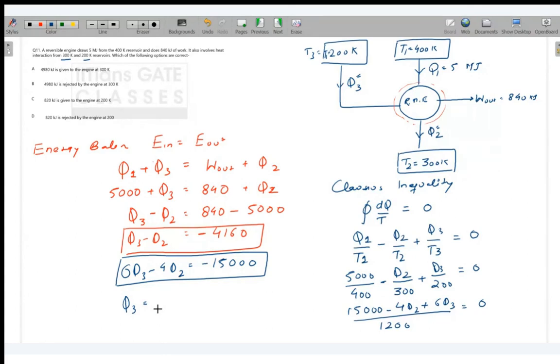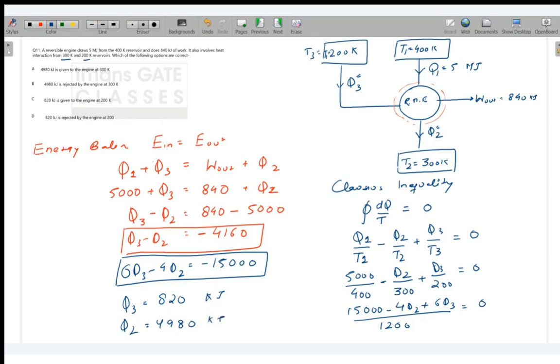So just one second, equation one, unknowns two, one minus one minus 4160, six minus four minus 15,000. Okay. So Q3 we are getting 820. Okay. And Q2 we are getting 4980 kilo. So everything is in kilojoule.